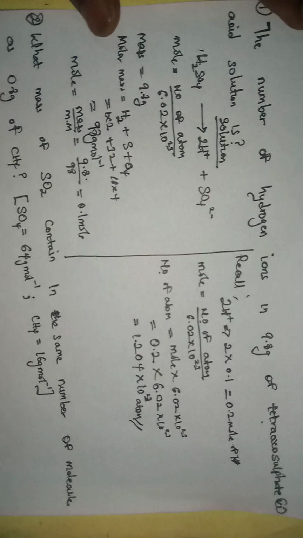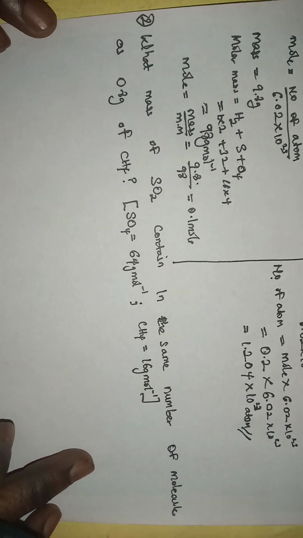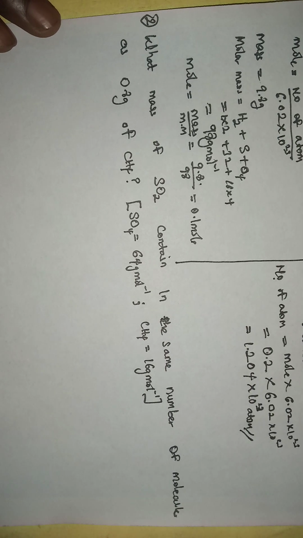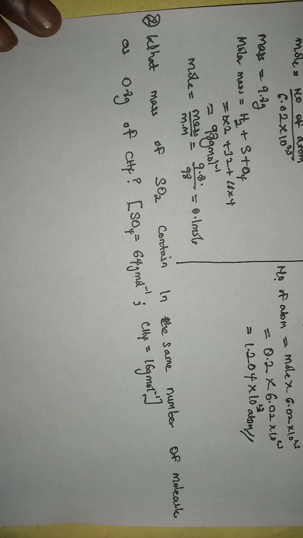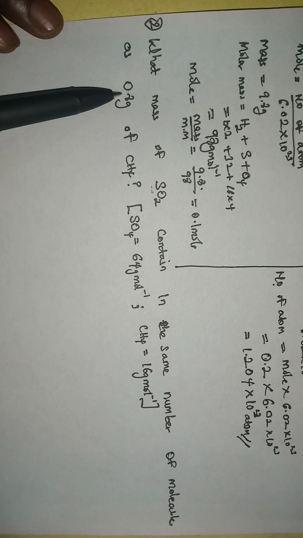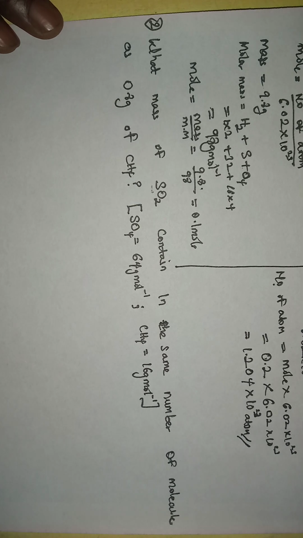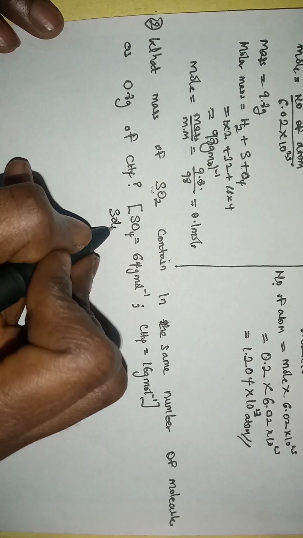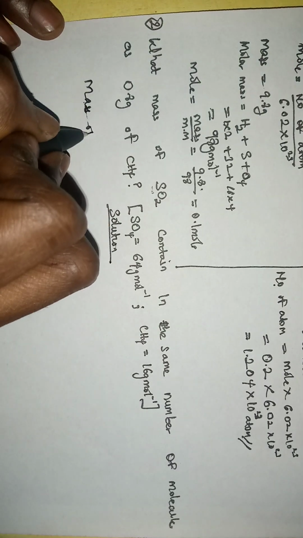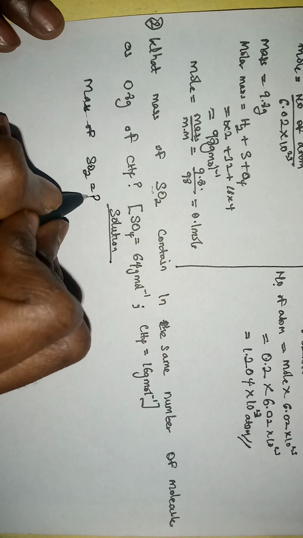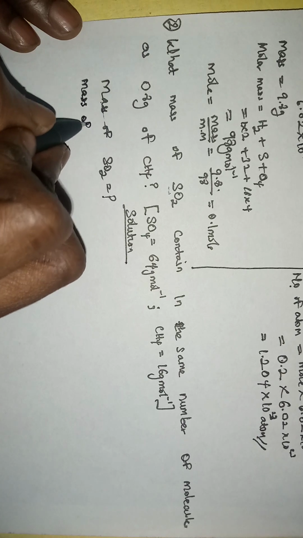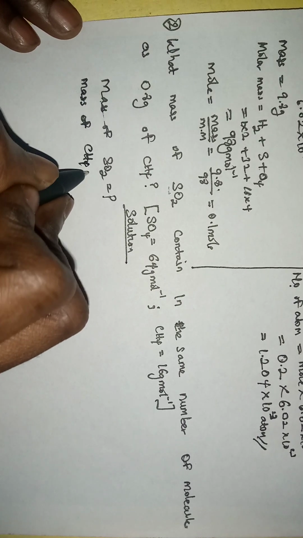So let's take a look at the second example. The second example goes like this: what mass of SO2 contains the same number of molecules as 0.8 gram of CH4? Remember, they said we should calculate the mass of the SO2, but we are only given the mass of CH4. Solution. The mass of SO2 is unknown. We are calculating for the mass of SO2, but we are given the mass of CH4 to be equal to 0.8 gram.